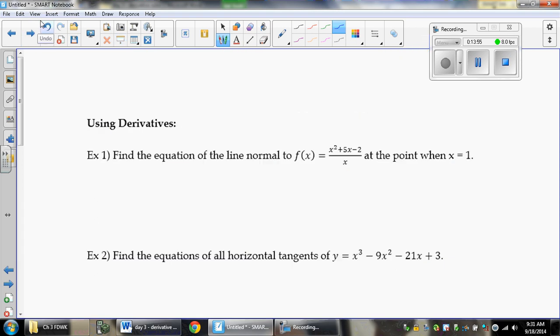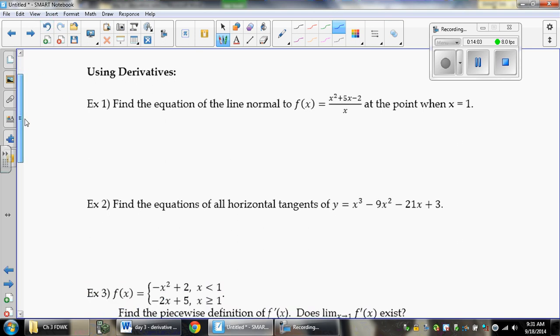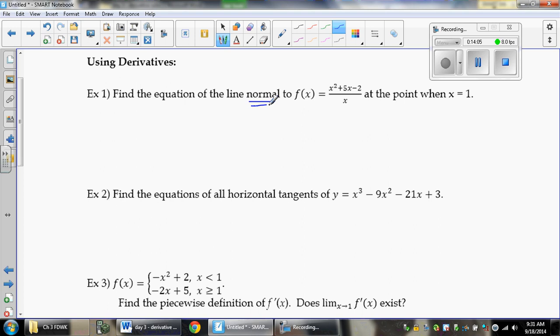All right, and then on the last page, we're just going to do some examples using tangent lines with these rules. So if we had something like this, find the equation of the line normal, remember that means perpendicular, to f of x at the point where x equals 1. What we want to do here is say, well, the normal line is perpendicular to the tangent line, and the tangent line has a slope equal to the value of the derivative. So we need the derivative.